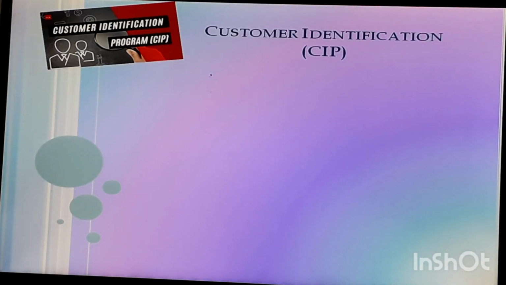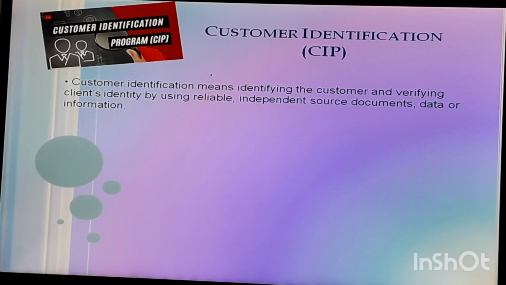We'll start off with the first topic, which is customer identification. It's also known as CIP, the Customer Identification Program. So what is involved in the Customer Identification Program? The word identification means identifying a customer and verifying the customer's identity. If the customer is coming to the bank to open an account, a trading account or any kind of account, then we need to identify the customer.